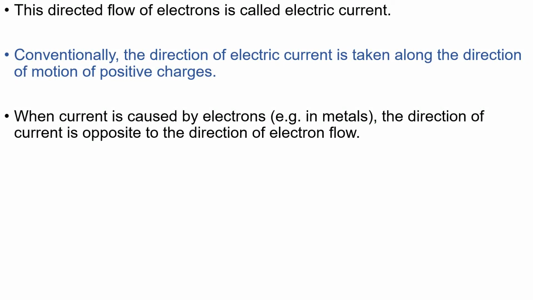Conventionally, the direction of electric current is taken along the direction of motion of positive charges. When current is caused by electrons, like in metals, the direction of current is opposite to the direction of electron flow.